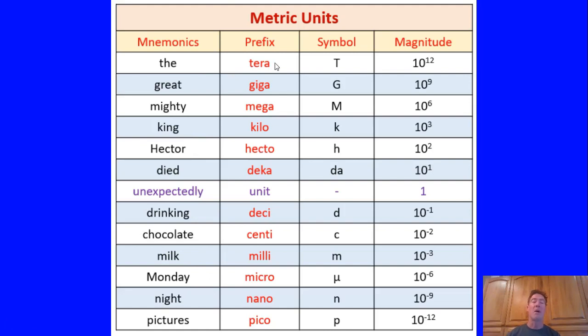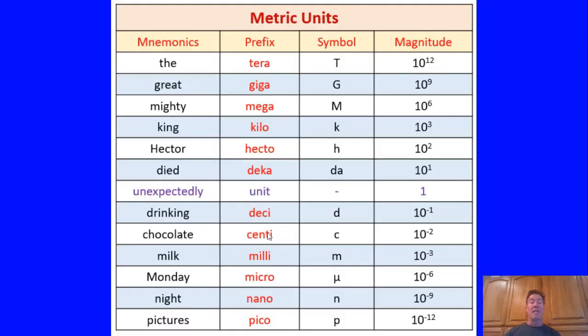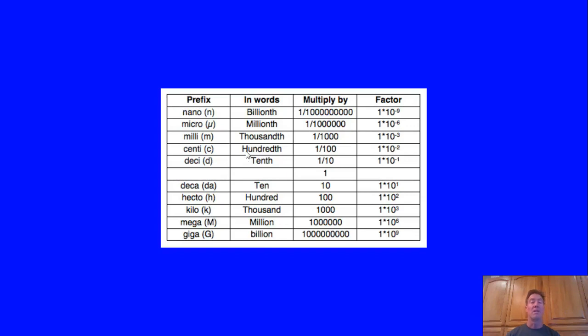That is a mnemonic to help you get tera, giga, mega, kilo, hecto, deca, the unit, whatever it is, meter or any of these other base units, kilogram, deci, centi, milli, micro, nano, and pico. So I don't know if this will help, but if you want to go from trillion to trillionth, the great mighty King Hector died unexpectedly drinking chocolate milk at the Sunday night pictures. This is just another way of expressing this.